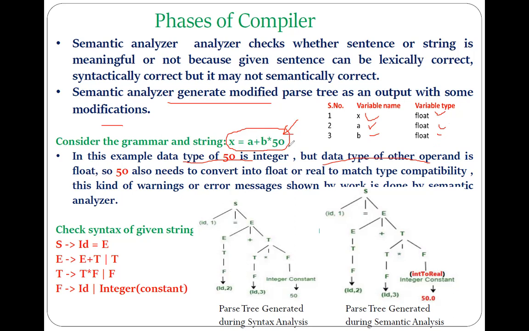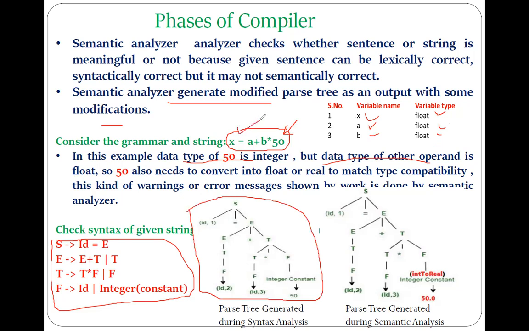So in this case, what is the role of the semantic analyzer? Consider this grammar. With this grammar, the syntax analyzer simply generates this parse tree for that particular expression. Syntactically it is correct, there is no problem, because the syntax analyzer has generated the syntax. Now this syntax is given to the semantic analyzer, but the semantic analyzer will generate a modified parse tree like this.